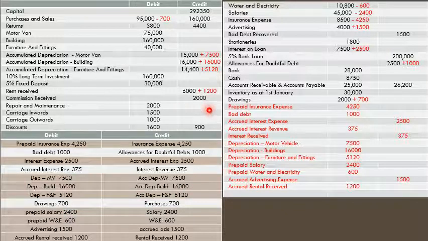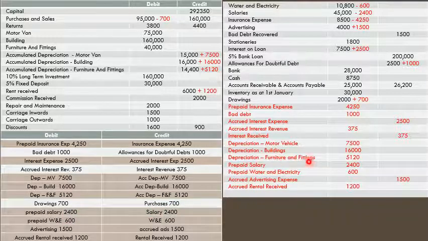So pergi ke account drawing ni, ada ya. So debit drawing, debit dengan debit tambah. Credit purchases, pergi ke account purchases. Debit dengan kredit kita tolakkan dia. Seterusnya adalah account prepaid salary, debit prepaid salary, credit salary.